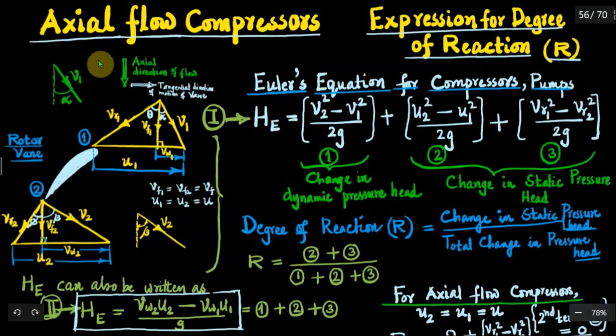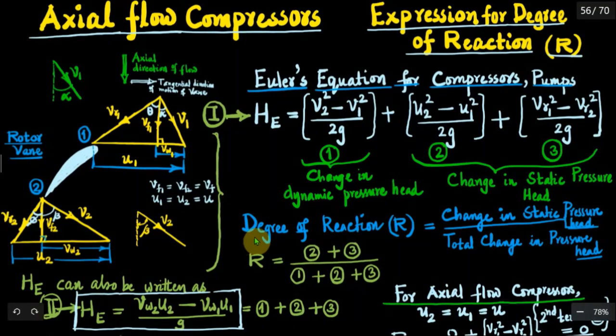Since basically axial flow compressors are multi-stage compressors, we define the degree of reaction incorporating the stage of the compressor. Degree of reaction of an axial flow compressor can be defined as the ratio of change in static pressure head of air in one rotor stage to the change in total pressure head of air in one complete stage of the compressor. Mathematically, degree of reaction R is equal to change in static pressure head divided by the change in total pressure head.